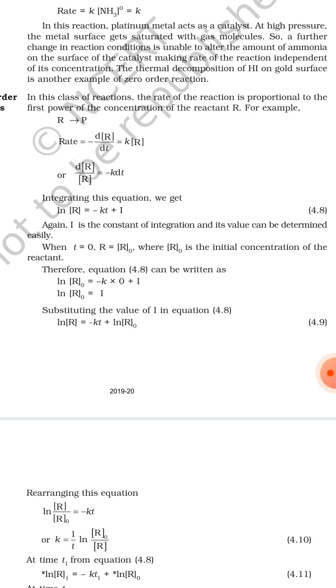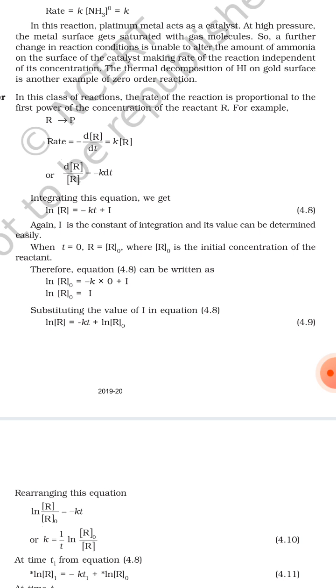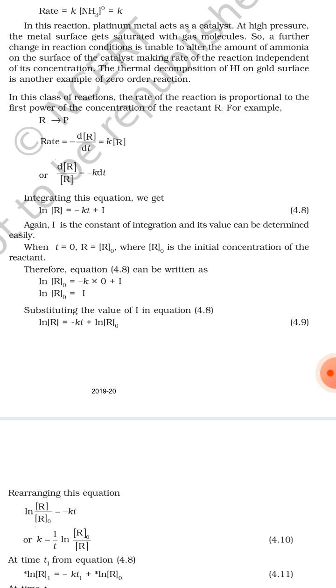So d[R] upon [R] is equal to minus k multiplied by dt. So dt and the rate of reaction are cross multiplied. Integrating this equation, what we get is ln[R] equal to minus kt plus I. So after integration, the differentiation is gone. Now it becomes ln[R] equal to minus kt plus I.